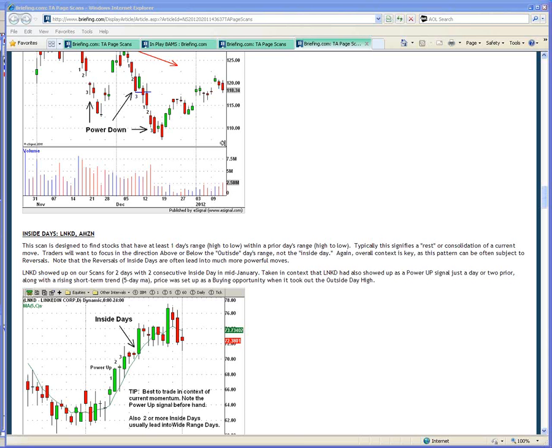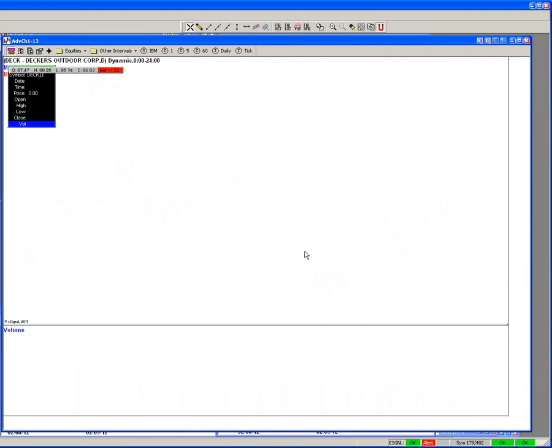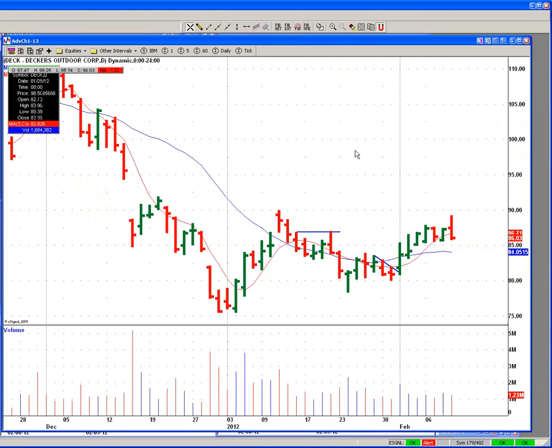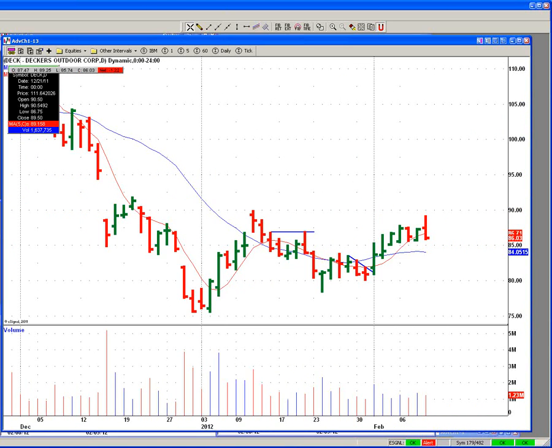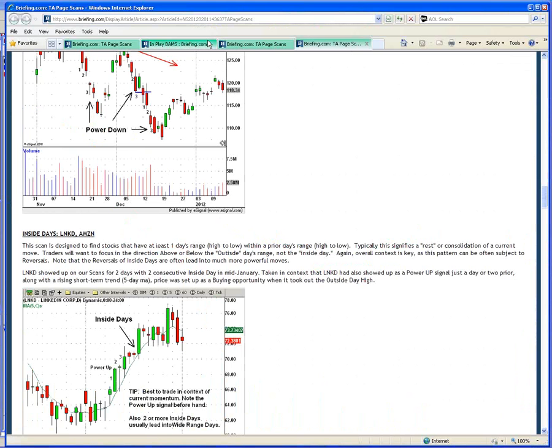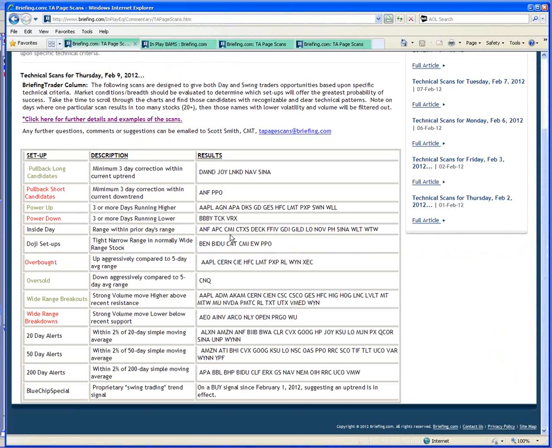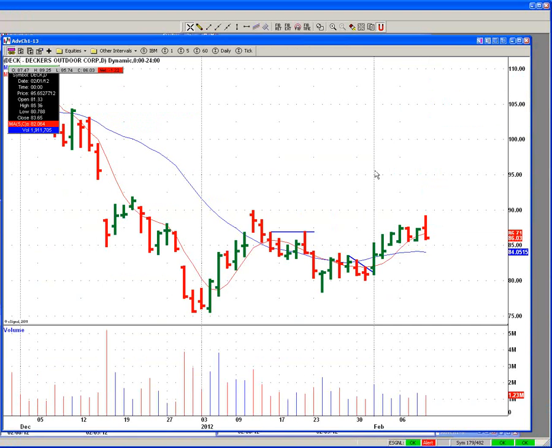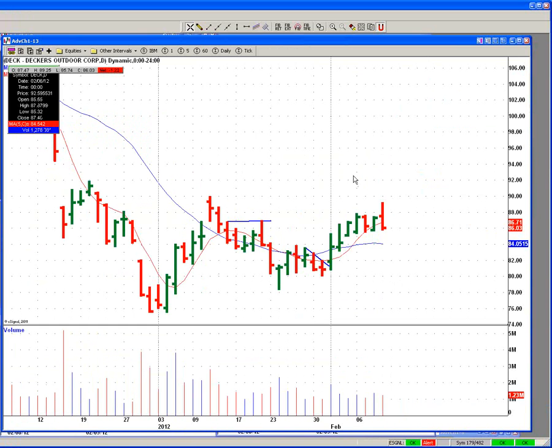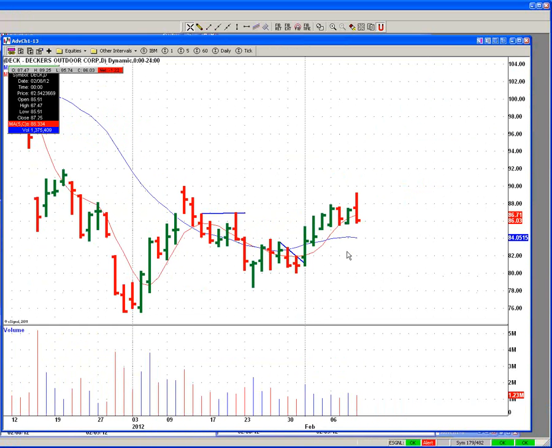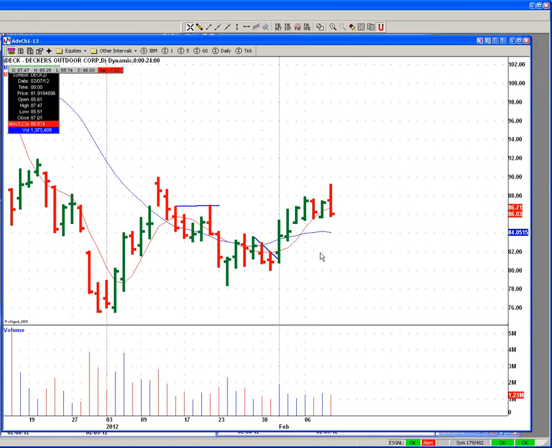For an inside day, can I look at DEX action today? Sure, I'll take a quick look at that. DEC, let me just see if this was set up as an inside day scan for today. All right, so for today, February 9th, DEC was an inside day. And this is a perfect example. This is actually going to lead me right into my next segment, which is inside days and dojis.